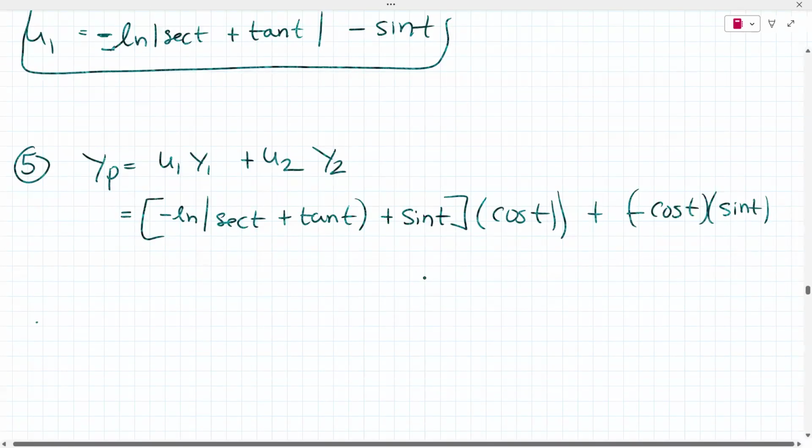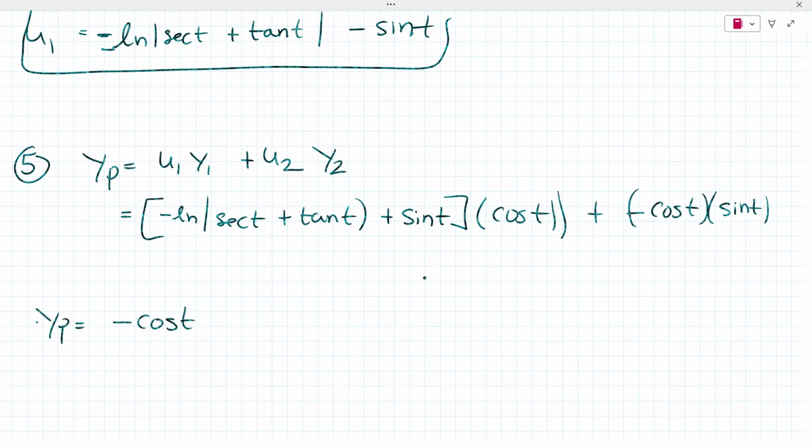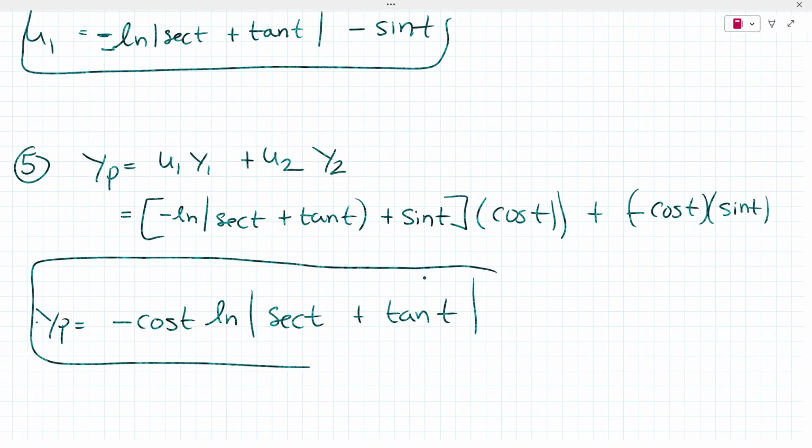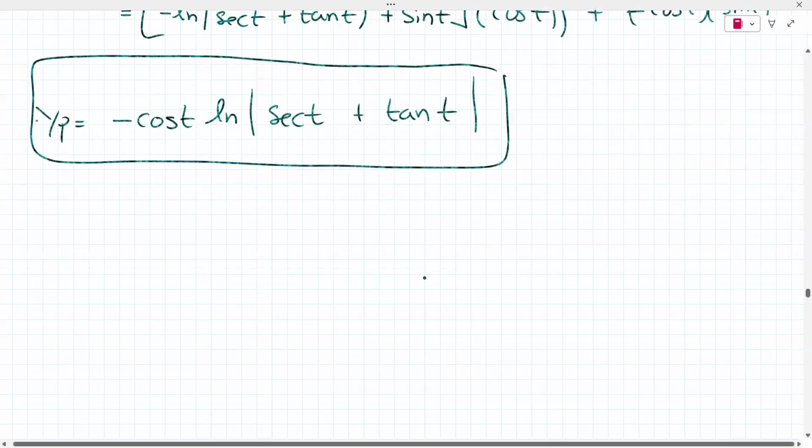So my yp, we clean it up, is going to be negative cosine of t ln of secant of t plus tan of t. This is my yp. Okay, step 6, put it in the general solution.